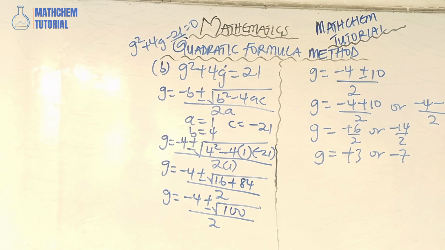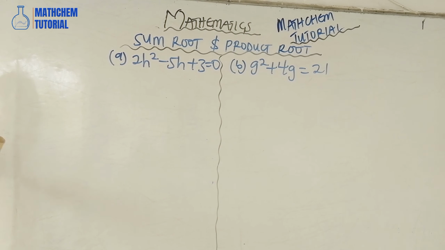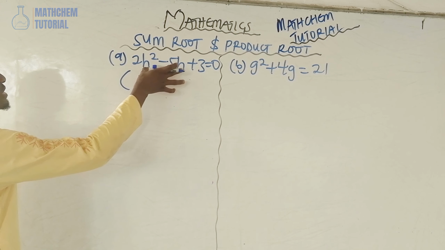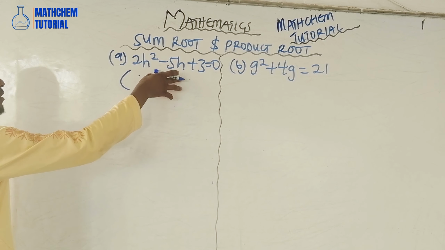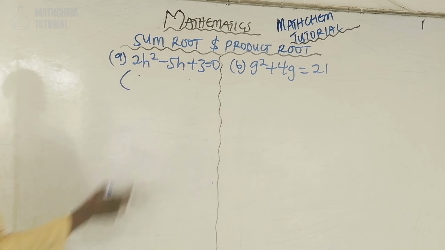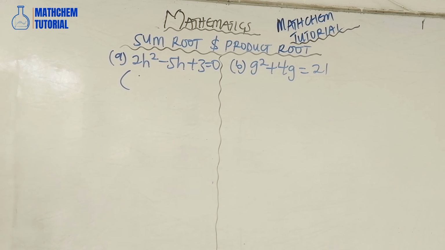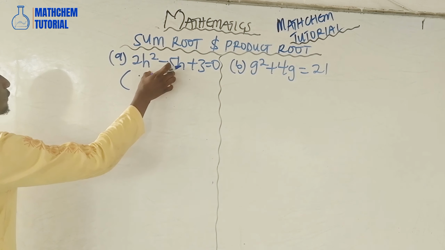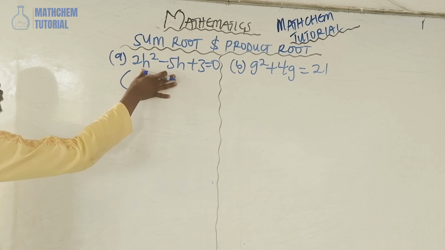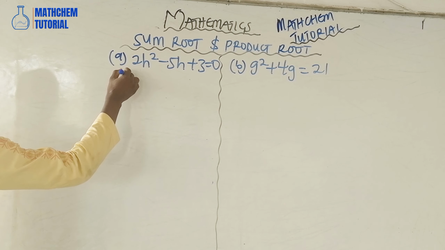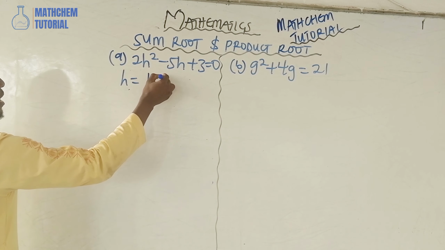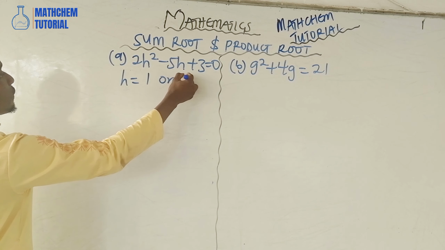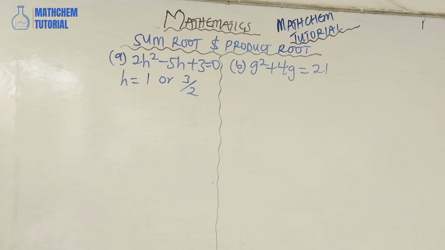So the value for our g in this example B is still plus 3 or minus 7 using the quadratic formula method. Let's look at sum of roots and product of roots. So what does sum of roots actually mean? It simply means the sum of these roots. I mean, the root is the answer of what we got in this particular question. When we're using the factorization method, completing the square method, or formula method, the answer we got for this example A is what we call roots. And I think the answer is h equals 1 or 3 over 2. That was what we got earlier.